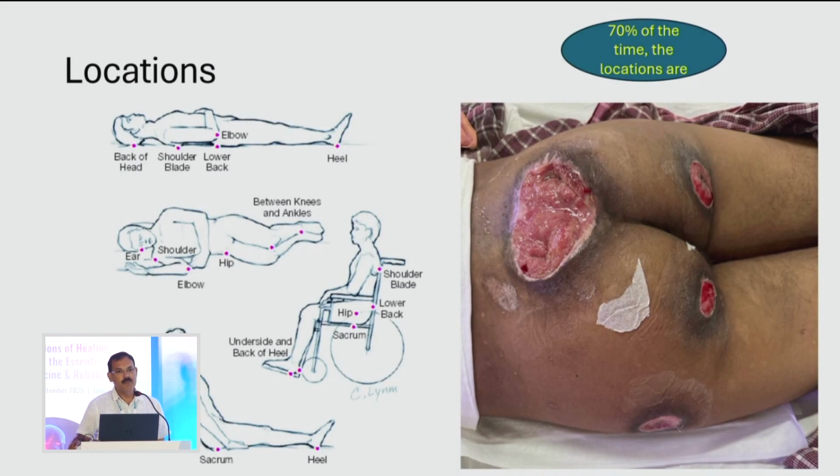The location of pressure also depends upon the mobility of the patient. Whether the patient is confined to the bed, or in a proper position, or wheelchair mobile, that decides where the pressure ulcer develops. However, in 70% of cases, the locations are over the major bony prominences like the sacral area, bilateral trochanter area, and bilateral ischial area, especially for wheelchair movers.